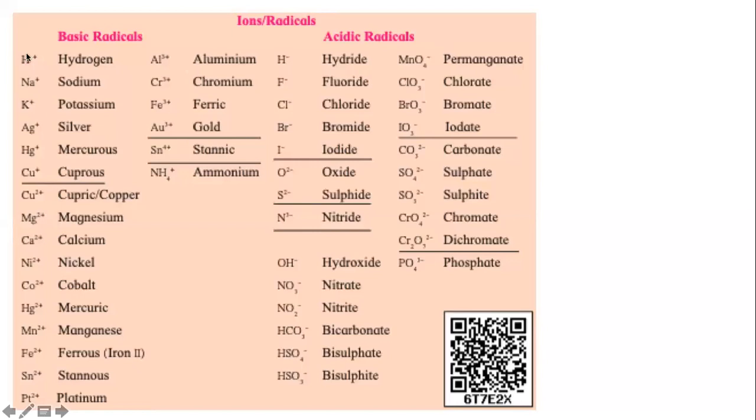In class 9, when we studied this part of chemistry, we studied about ions and radicals. We studied about basic radicals and acidic radicals. We studied how, looking at the radical, we can find the valency. If you look at hydrogen ion, basic radical, H plus, valency is 1. If you look at hydride ion, which is an acidic radical, H minus, its valency is also 1. But if you look at, say, sulfite or sulfate, now the valency is 2.